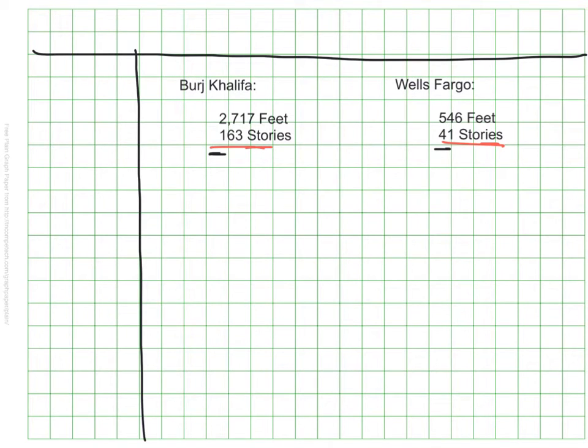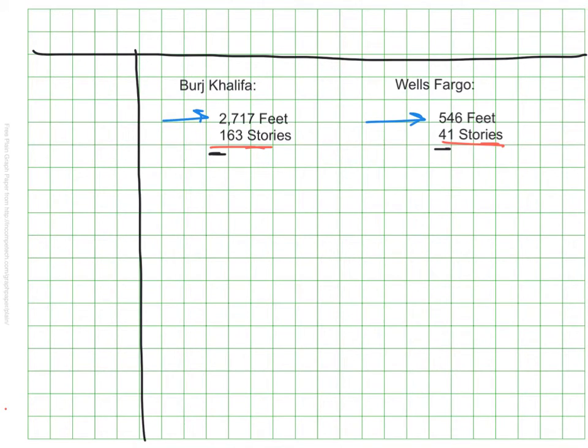I'm going to look at the data again and this time see if I can use a percent to describe the differences between these 2 buildings. And let's go this time by using the height instead of the number of stories. So the Burj Khalifa is 2,717 feet and the Wells Fargo building is 546 feet. It's clear already that the Burj Khalifa is more than twice the size of our tallest building, Wells Fargo. Wells Fargo is clearly less than half the size of the world's tallest building.